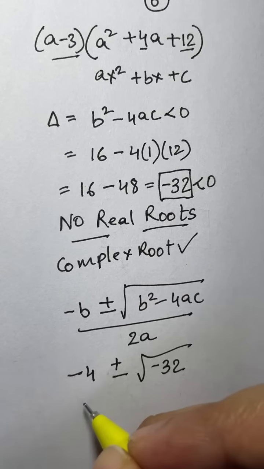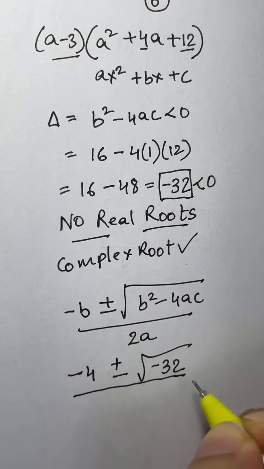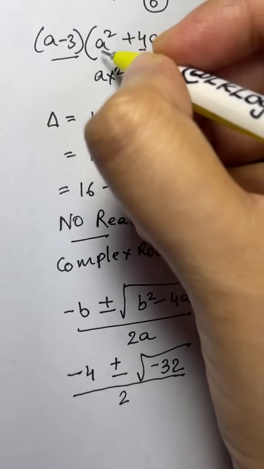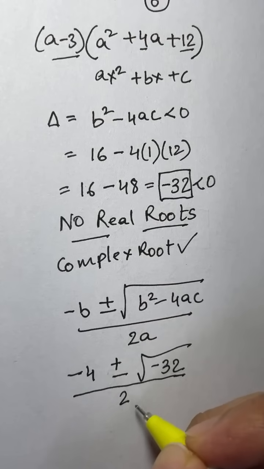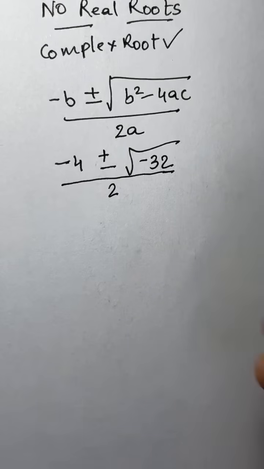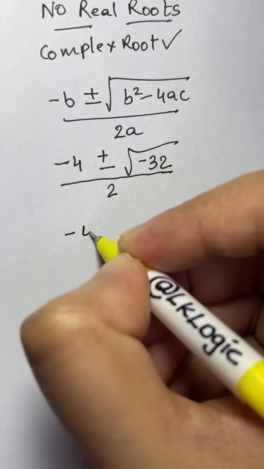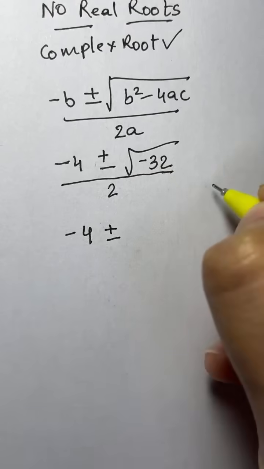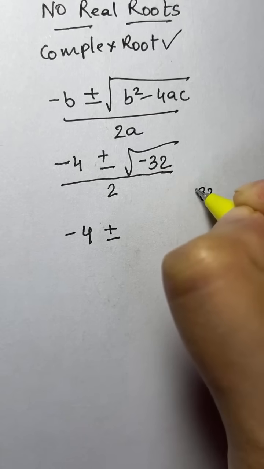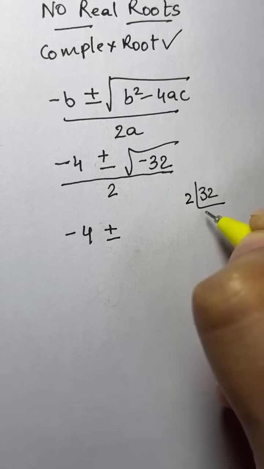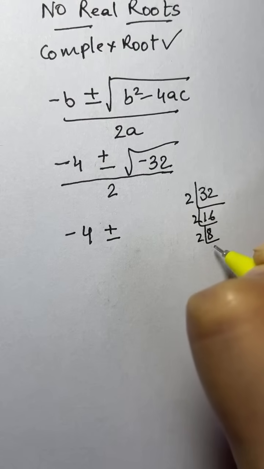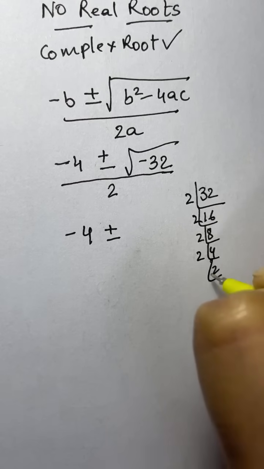All right. And then I have this over 2 into a. The coefficient of a is 1. So 2 into 1 is 2. Let's solve for this. So you have negative 4 plus or minus root 32. How can you break down 32? 2 times 16 is 32, 2 times 8 is 16, 2 times 4 is 8, 2 times 2 is 4, 2 times 1 is 2.